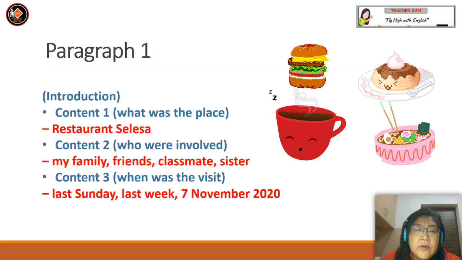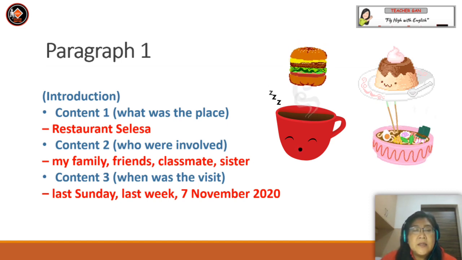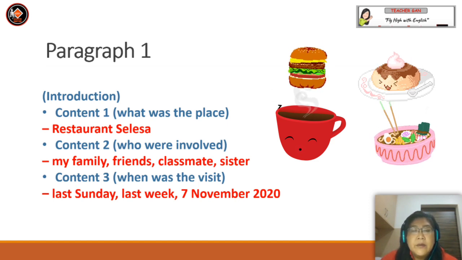Content 2, who were involved, who were there with you, maybe your family, friends, classmate, or sister. And then content 3, when was the visit? So when it happened, supposed to be last Sunday, last week, or a Sunday or a Monday, or you can write the date 7 November 2020.